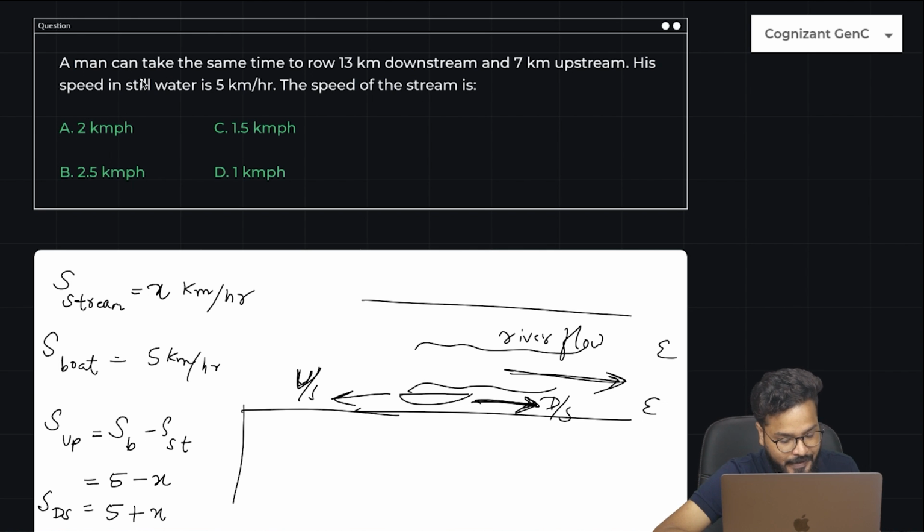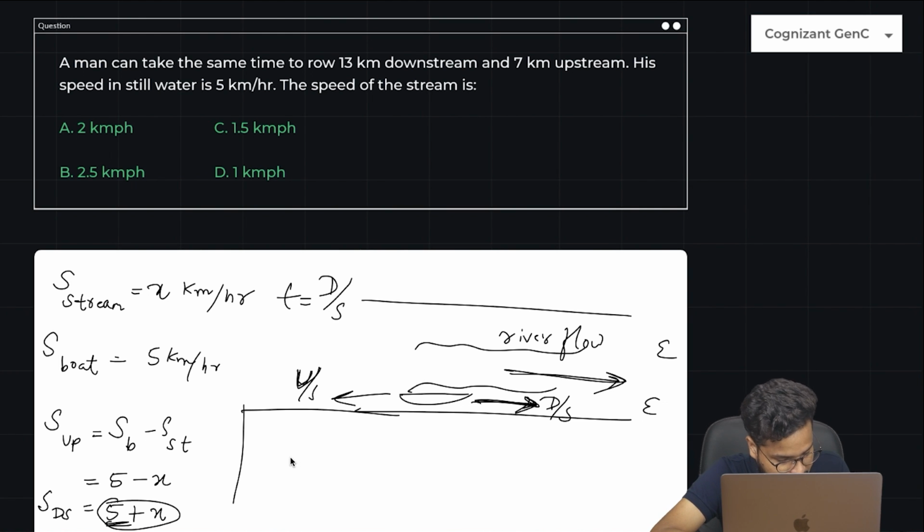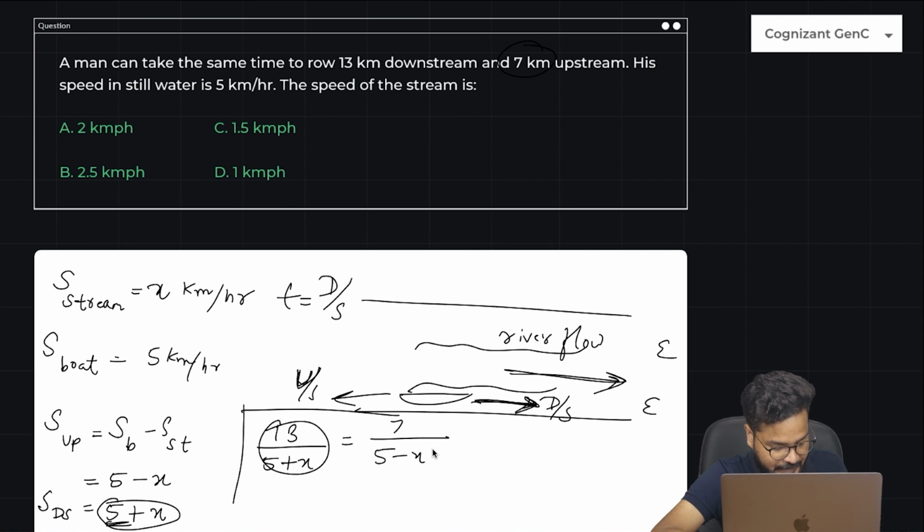It says that a man can take the same time to row 13 km downstream. So this is downstream. What is time? Distance upon speed is time, right? So the distance is 13, the speed is 5 plus x. This time is equal to the time upstream when he's going 7 km upstream. So upstream the distance is 7 kilometers and the speed is 5 minus x. The time he's taking is the same.